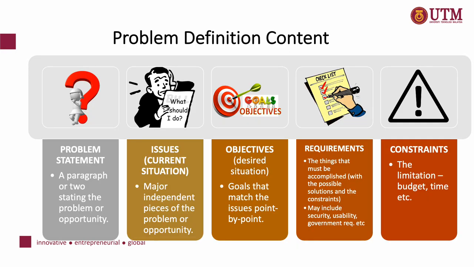There are five main contents in problem definition that are normally produced as project proposal documentation. First section normally is the main problem statement that is formulated as the summary of the report. Second content is a section that elaborates the issues of the current situation. Third content is a section explaining the expected objectives or the desired situation. Next is a section that provides a list of specific needs or requirements, including security aspect, usability of human interaction interface, or any specific government regulations that are related to the proposed objectives. Last content is a section that describes the specified constraints, which give certain scope to the human resources, budget restrictions, or time limitation.